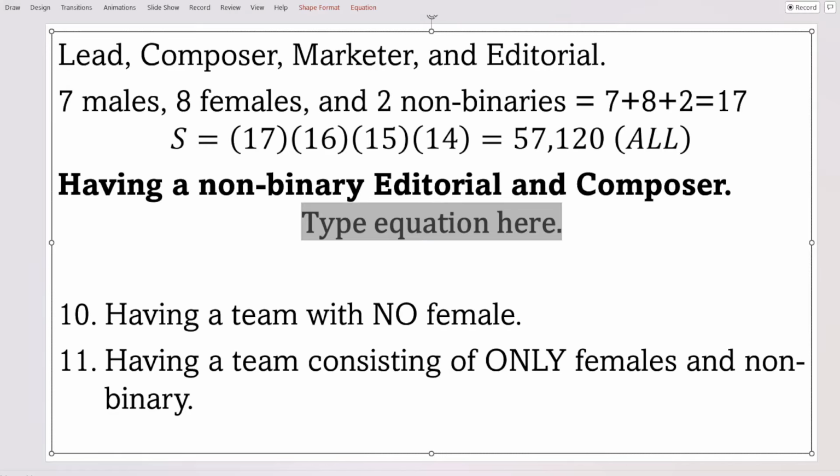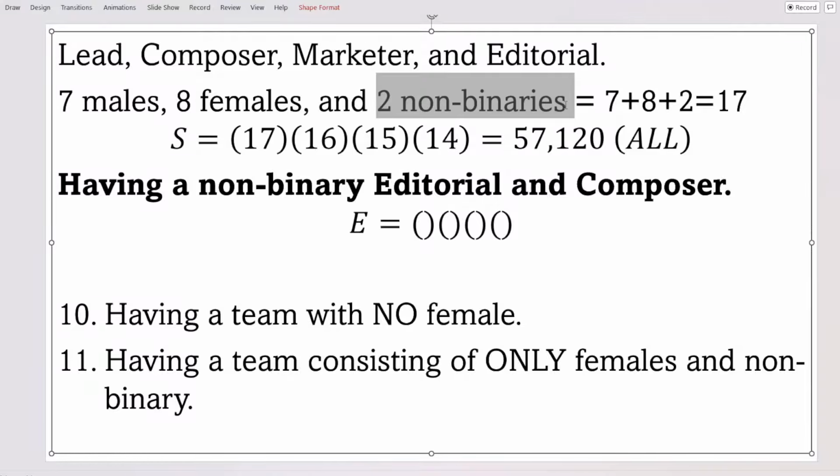So for E, we get 1, 2, 3, and 4. How many non-binaries are there in the problem? There are 2 non-binaries here. The editorial and the composer, the second and then the fourth. So this is a non-binary. For the editorial, we have 2. And for the composer, of course, we only have one choice here because the first non-binary was put as the editorial. So for the composer, there's only one.